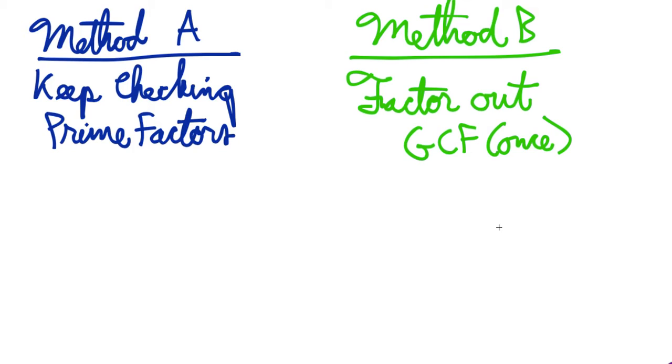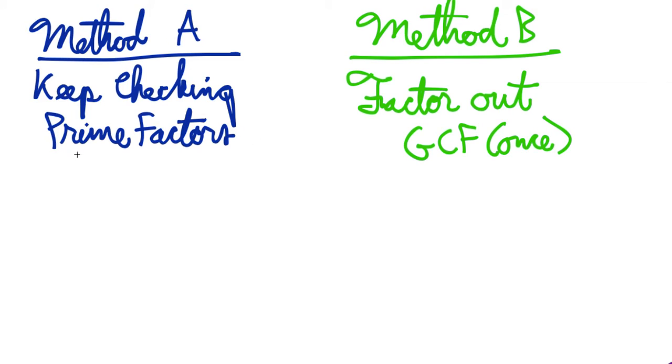Basically, we have two different methods to reduce to lowest terms. Method A: keep checking prime factors. Those would be your low prime numbers, such as 2, 3, 5, 7, 11, etc. And then method B is factor out the GCF just one time. The GCF stands for greatest common factor.